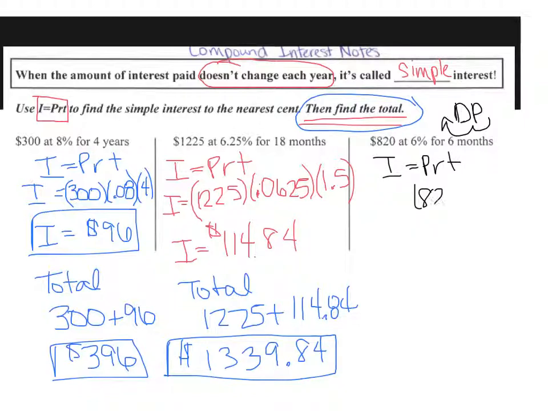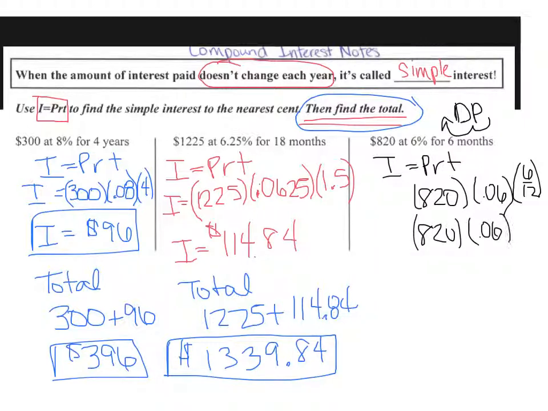Our last example, doing our interest, equals principal times rate times time. This time our principal is $820. 6% as a decimal is 0.06, and 6 months, we can do this 2 ways. We can do 6 divided by 12, which is 6 out of 12 months, or you can change that to 0.5. So 820 times 6 hundredths times 5 tenths or half. 6 months is half of a year.